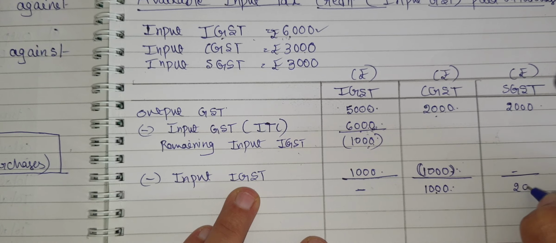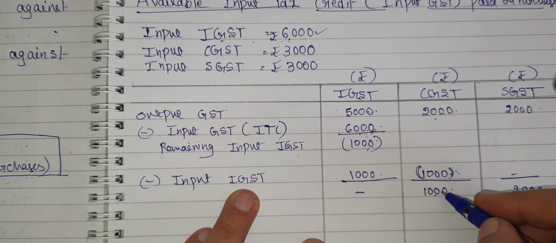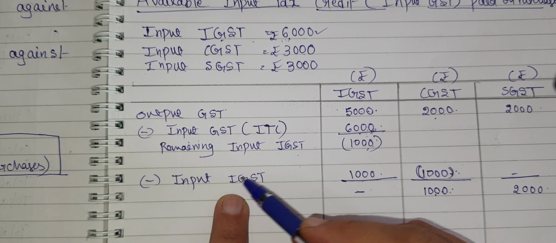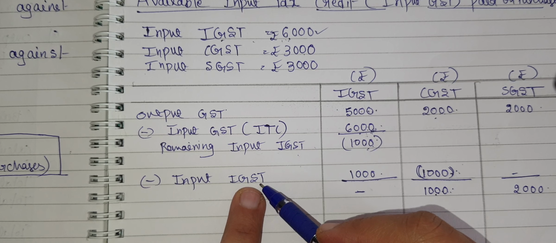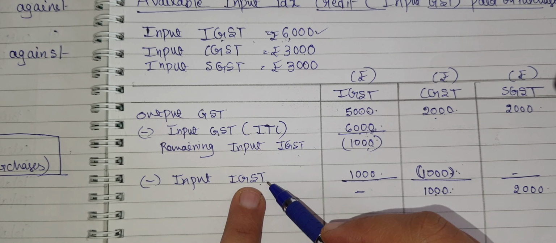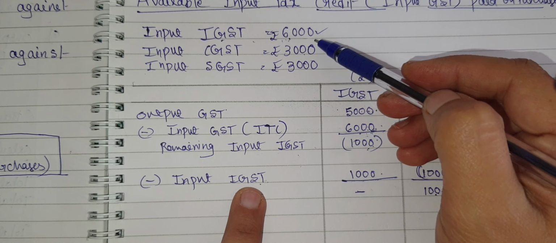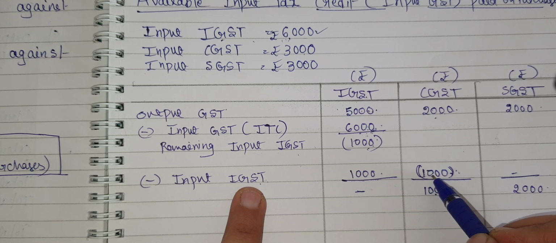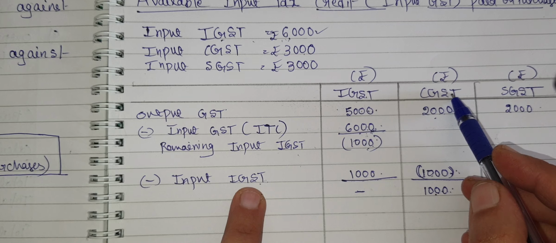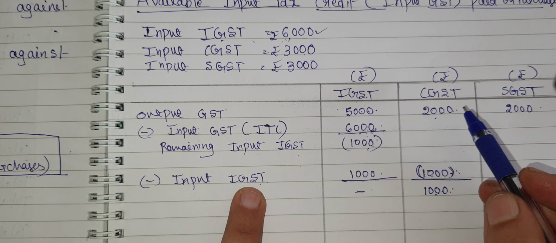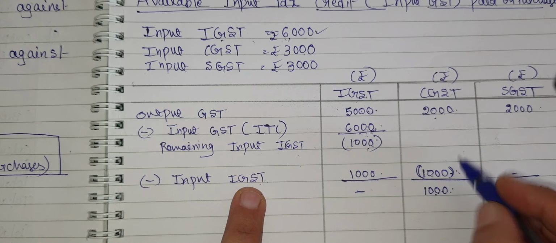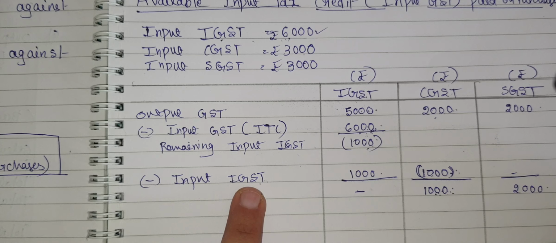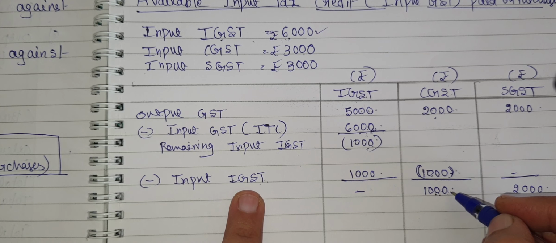Okay, see here 2,000 only, that is SGST. Now here we have utilized the full amount of input IGST. See here, we have fully utilized it: first against rupees 5,000 of IGST and the remaining 1,000 against CGST. Now there is no input IGST available with us, and the remaining output CGST is rupees 1,000.